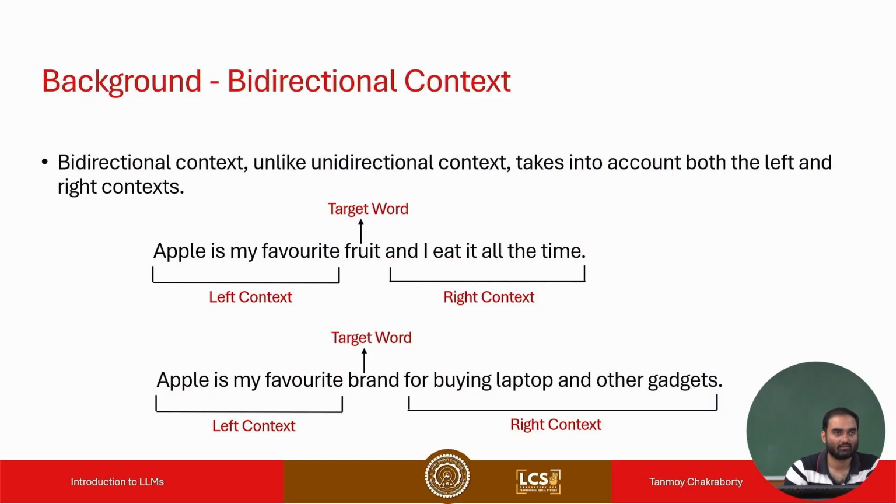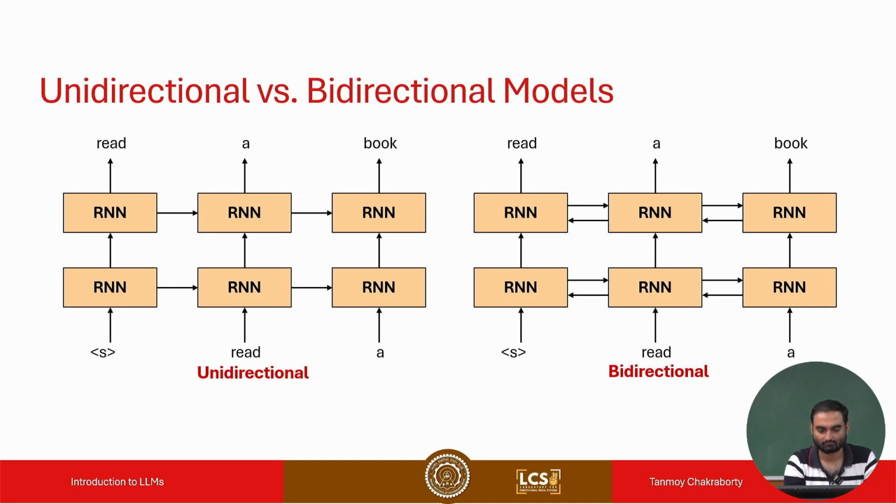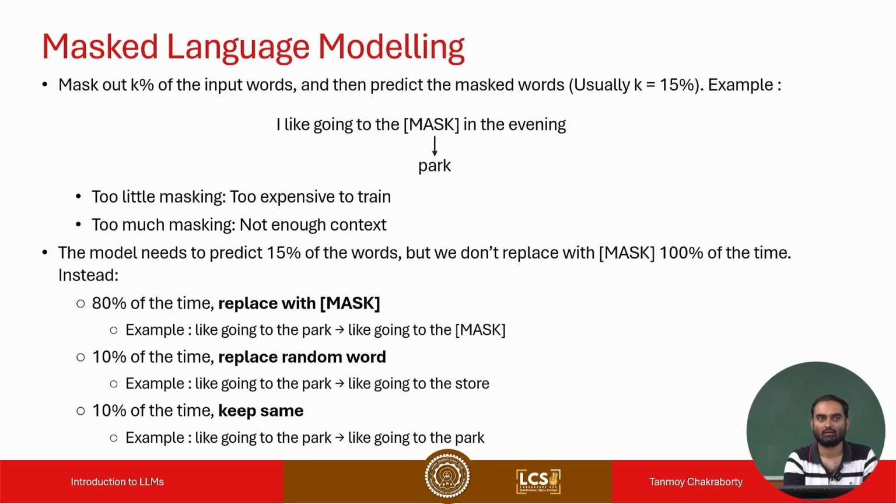The entire pre-training will happen using something called self-supervised learning. What is that? You do not need any labeled data as such. So in BERT, how do we pre-train BERT? BERT is an encoder-only model. Remember, in an encoder-only model, there are multiple layers of self-attention, feed-forward, self-attention, feed-forward.